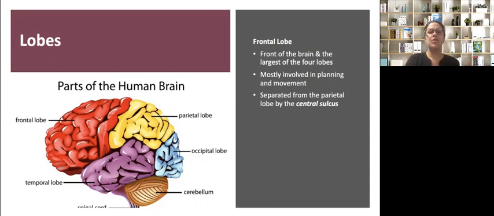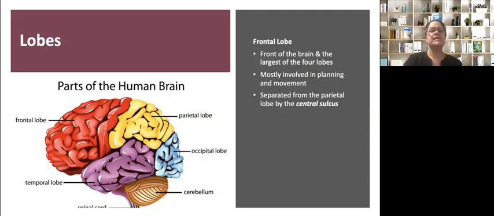So the frontal lobe is just like the name suggests, it's at the front of the brain, and it is the largest of all of the four lobes. Okay. This lobe is mostly involved in planning and actually engaging in movement. So there's a section within the frontal lobe known as the motor area that actually maps out your body's voluntary movements, but we'll get into that in a few minutes. But I just want you to be aware that the motor area is located in the frontal lobe.